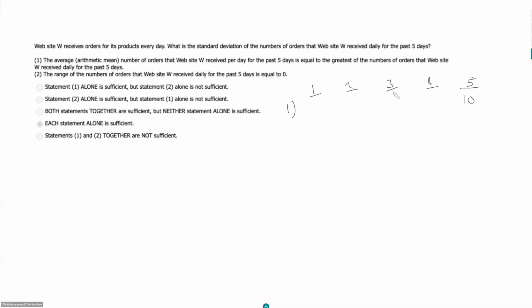What is the easiest way I can think of to get the average equal to the greatest number of orders? Just make every day the same. Say on every day they received 10 orders. So in this case, what would this mean? This would mean you have a standard deviation of 0 if all of your numbers are the same. It also means your average is equal to the max number of orders they received on any day. It's also equal to the minimum number of orders on any day because they're all the same. But your standard deviation here is going to be 0.